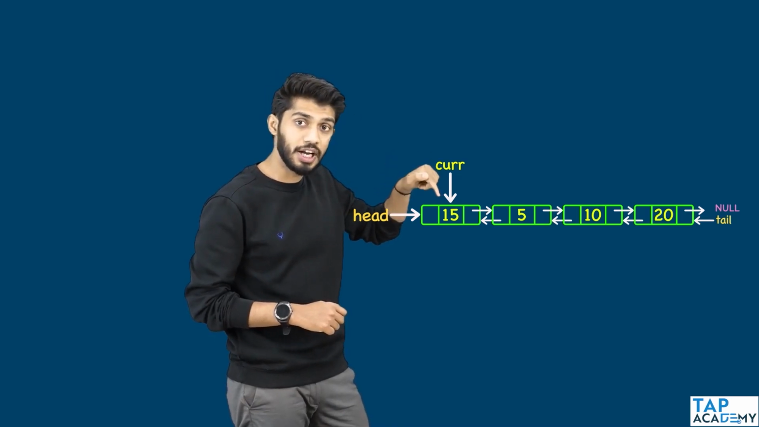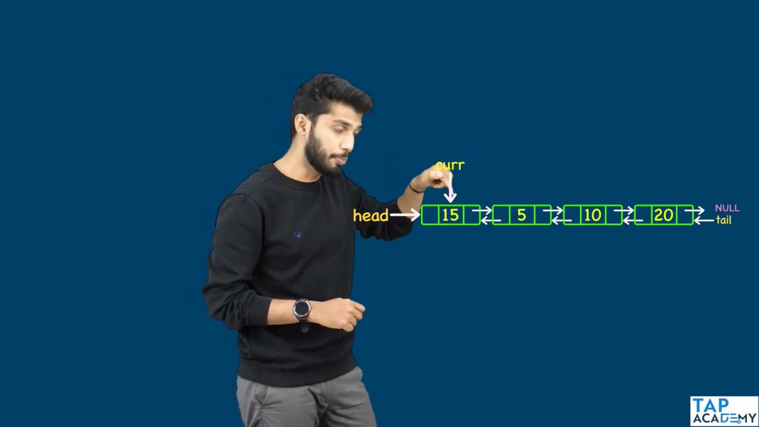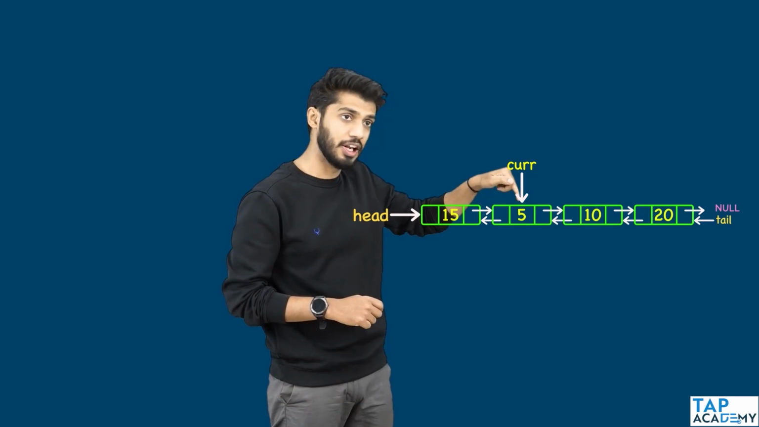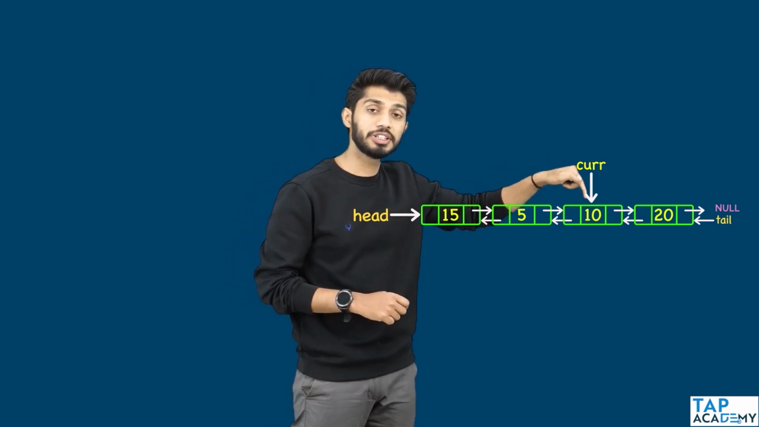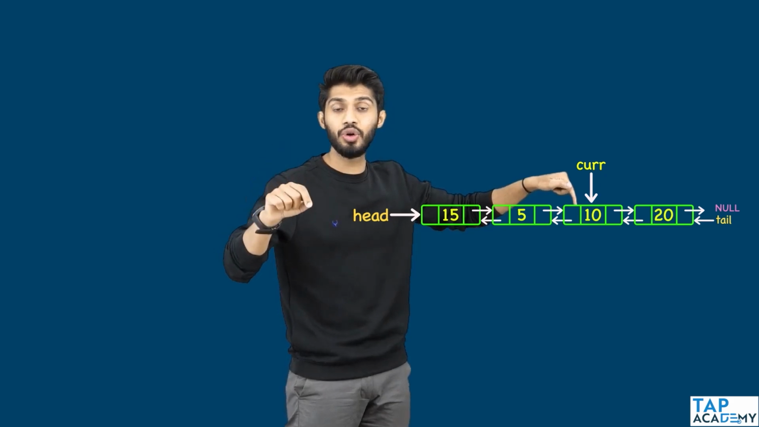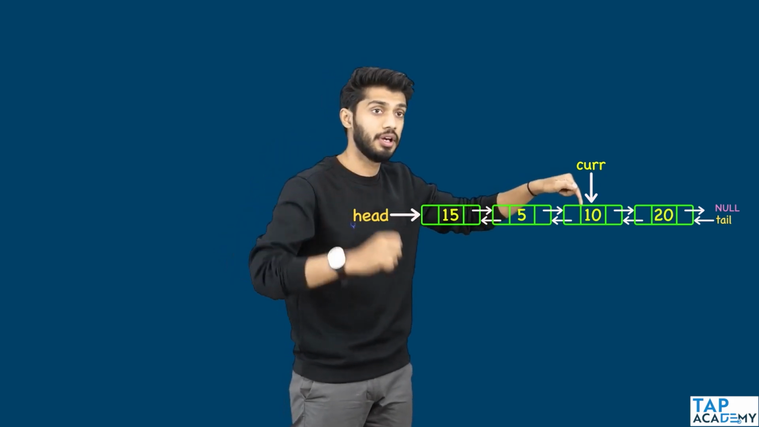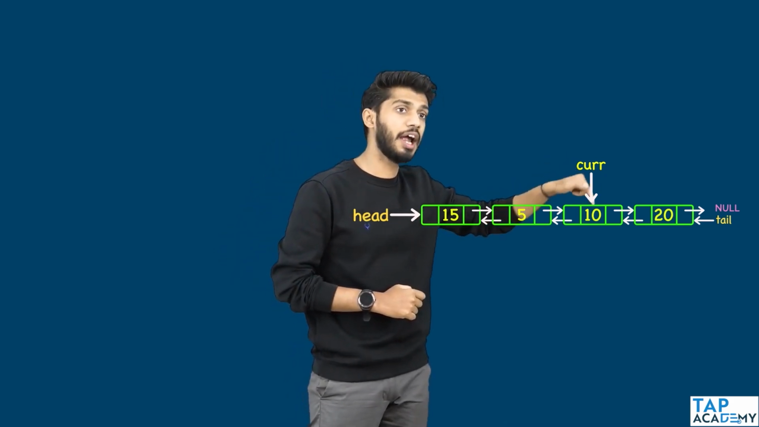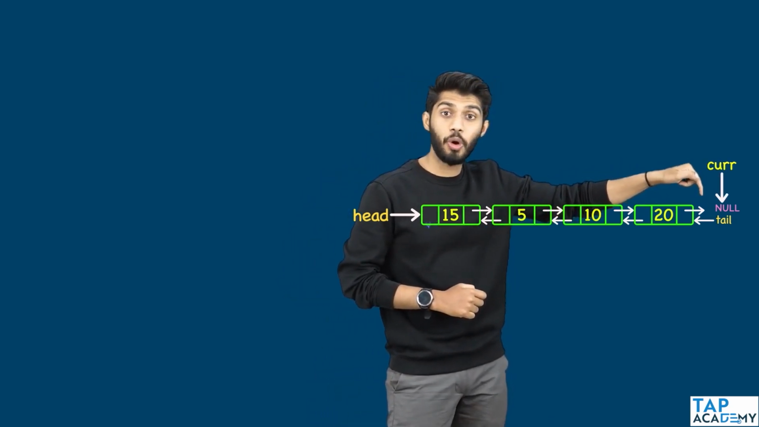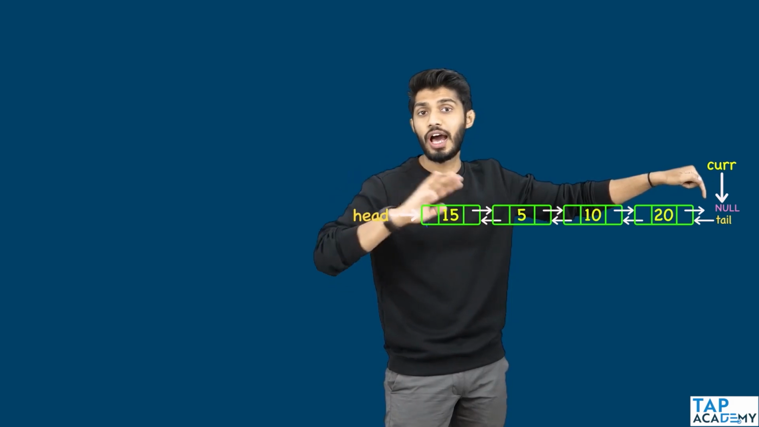After that, it has to print the data present in the first node, and then move ahead. Then it has to print the data available over here and move ahead. So basically two things: one, it has to print the data present inside the current node, and then move ahead. So I will print the data and move over here. Again print the data and move over here. Now it's pointing to null. When it points to null, I need to stop.